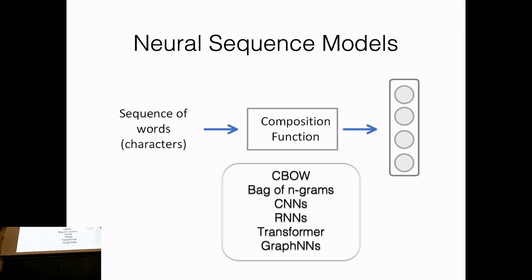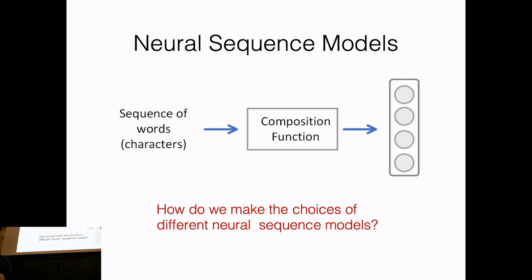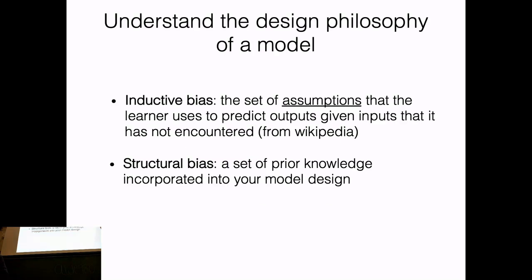So the question is, how do we make the choices among the different neural sequence models? Maybe now you have a text classification task. Should we use the CNN, or should we use the graph network, or should we use the CBOW? How could we make the choices of different neural sequence models?